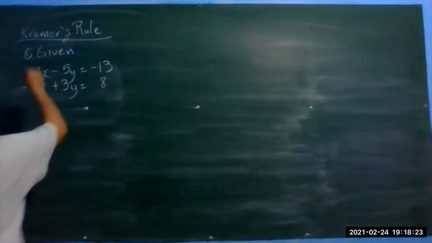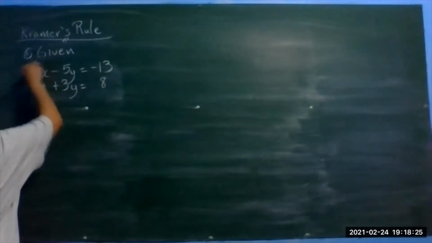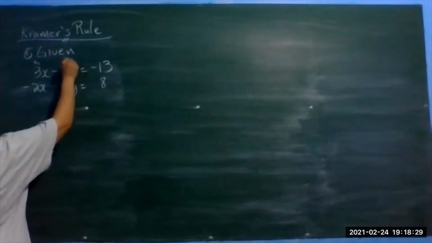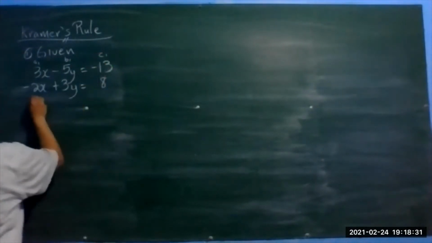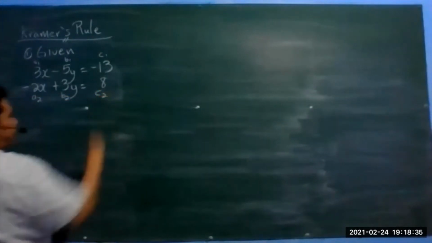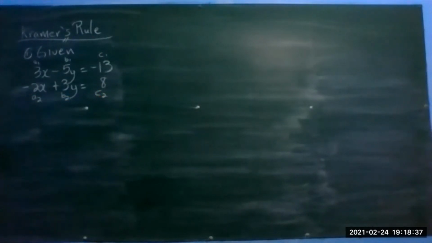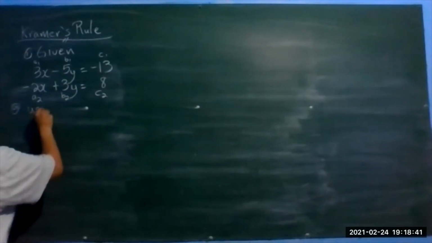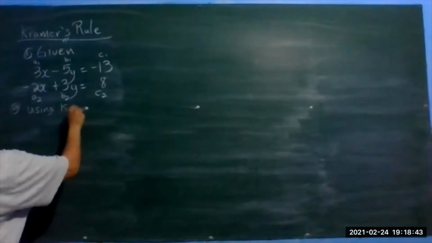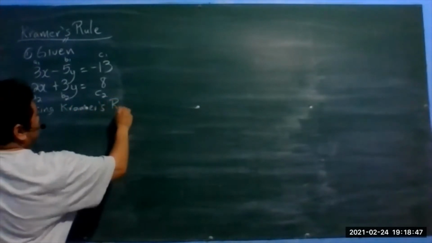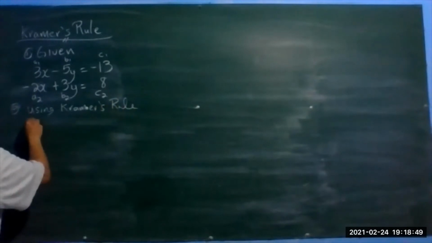I'm going to label, for the sake of you guys, this will be A1, this will be B1, this is C1, this is A2, B2, C2. So the first step that we're going to write is A, and it says using Cramer's rule, right? And we're looking for x.